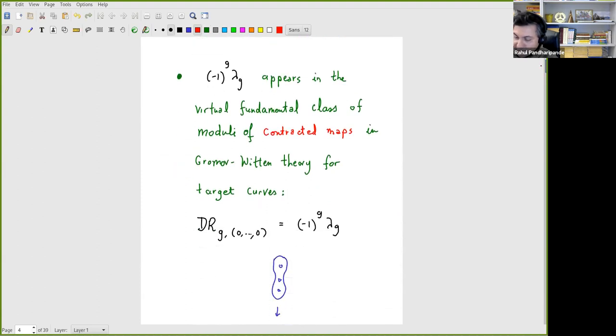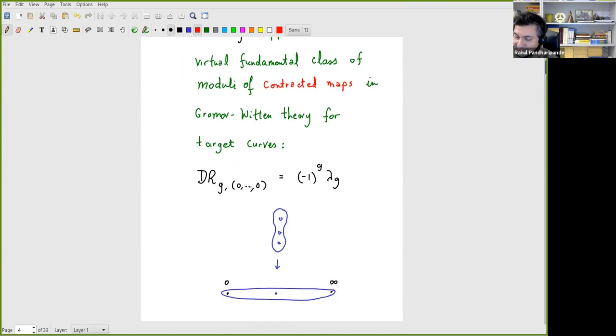The second reason that lambda g appears a lot is that it appears in the virtual fundamental class of the moduli space of contracted maps. This appears in various contexts, but for this talk the most basic context is this DR cycle. If you have never seen it before, I will say a little about it. Take the simplest case, where I put zeros, which means degree zero. The picture of this moduli space is very simple: you take a curve and map it to a point inside this rubber, so it doesn't matter which point. Then the virtual class of this space is (-1)^g lambda g. So lambda g comes in as the very first virtual class when I map to one-dimensional targets. You can't avoid lambda g.